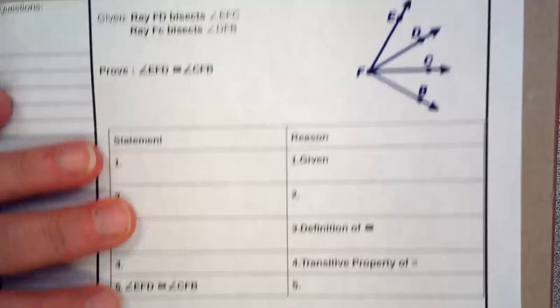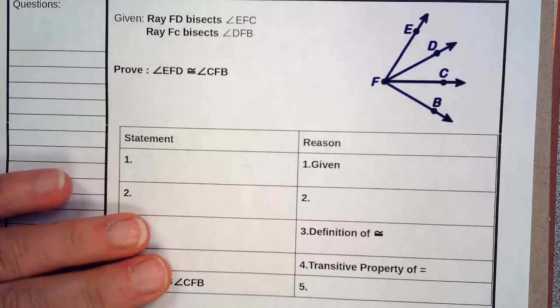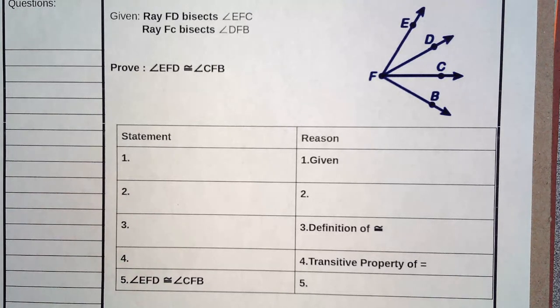Okay, for our second one, it says that ray FD bisects angle EFC. Ray FC bisects angle DFB. So here we are, we're given that statement. How do we use it? Well, the first thing you do is write it into your statement.